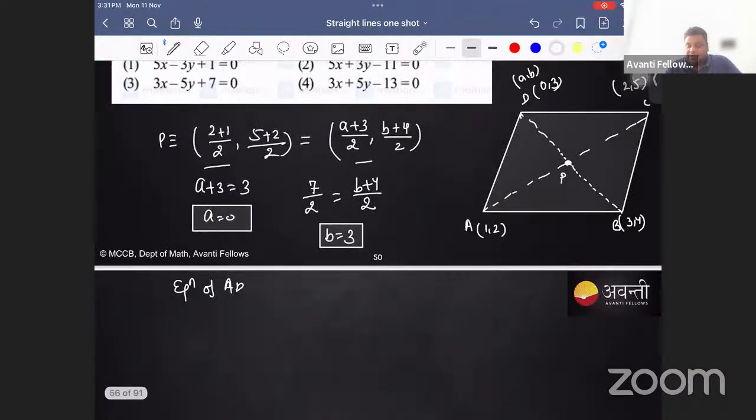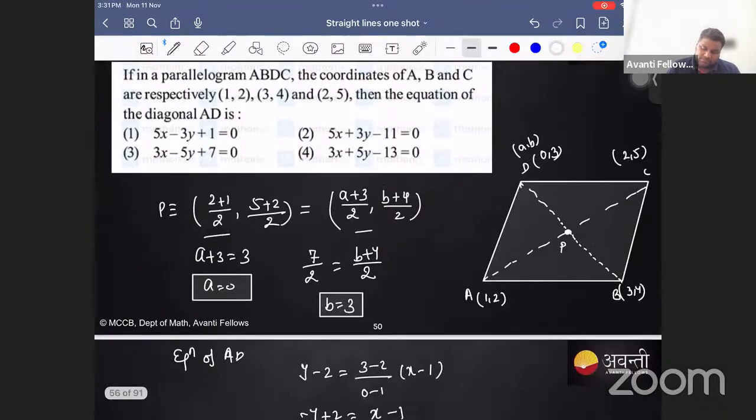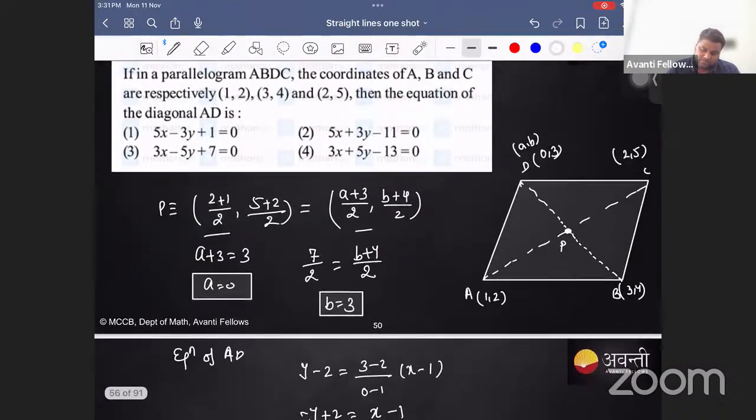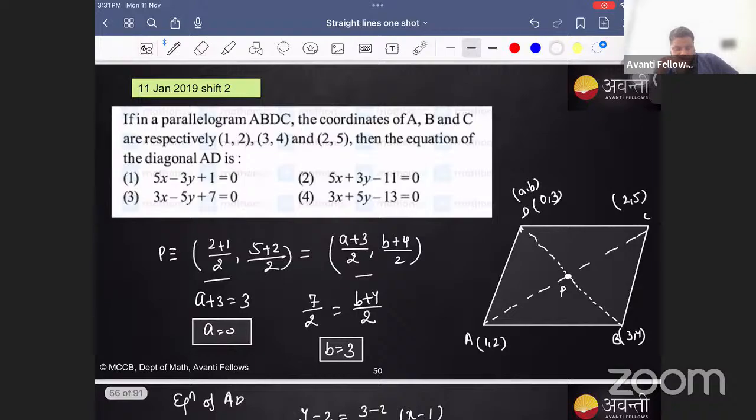So AD is (0, 3) and (1, 2). So y minus y1 is (y2 minus y1) upon (x2 minus x1) into (x minus x1). So minus y plus 2 is x minus y. Equation of AD is not a diagonal. There is some problem in this question.